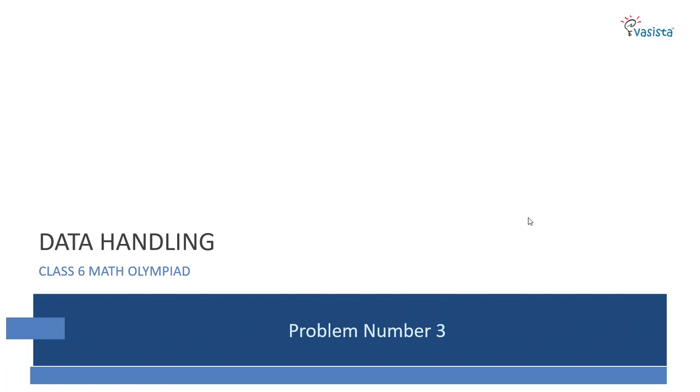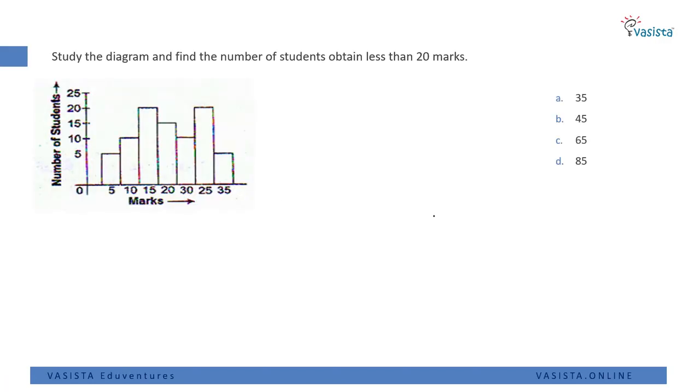Let us go with the third problem. Right here, now it is also a bar diagram. Study the diagram and find the number of students obtained less than 20 marks. So less than 20 marks, how many students are able to get? That's what we need to find out.